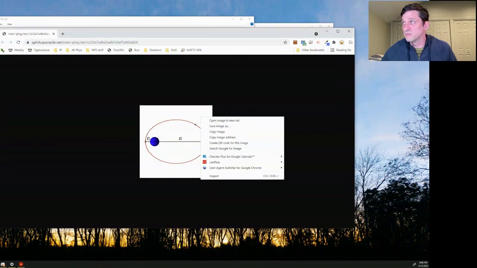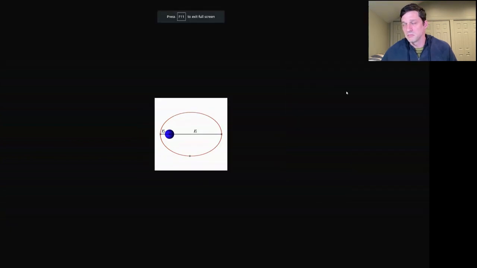Full screen. All right, great. So looking at this green dot: slow, fast, slow. As it goes further away from the thing that it's orbiting, it slows down, and as it approaches, it speeds up, as you might kind of think. I wish I could pause it, but I can't, so I'm just going to jump back out from that.